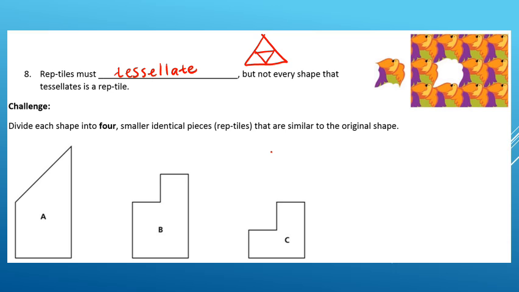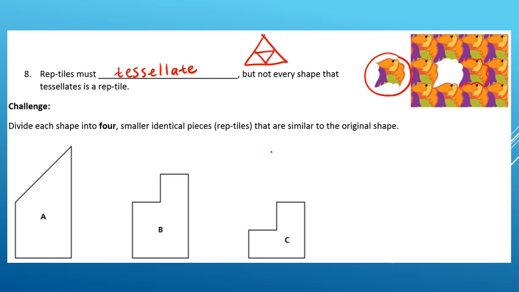However, not every shape that tessellates is a rep-tile. For example, this over here would be a tessellation. This is a shape you can see that's repeated over and over again, and it's tiled together. However, I can't necessarily put that shape into a similar figure that's larger, like I can with a rep-tile.